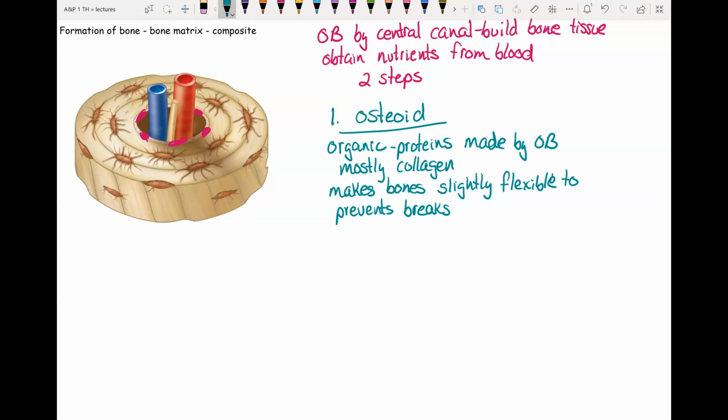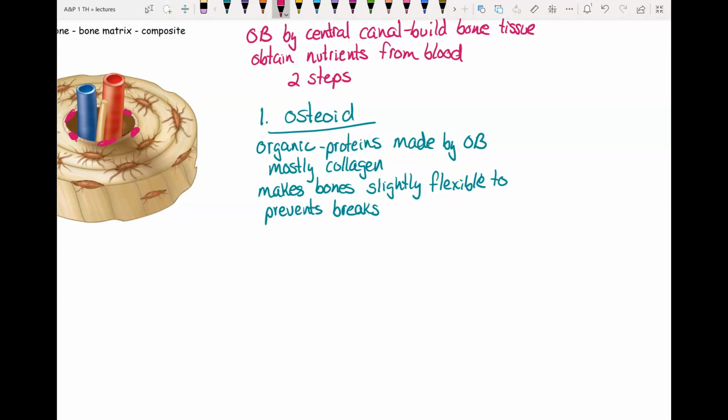So let's draw what's going on. You have an osteoblast. So here's an osteoblast. It makes the collagen and then it secretes it. So you get this collagen like this. It makes and secretes the osteoid. So you have kind of a framework. Think of this like the 2x4s in the wall. So the osteoid is a framework.